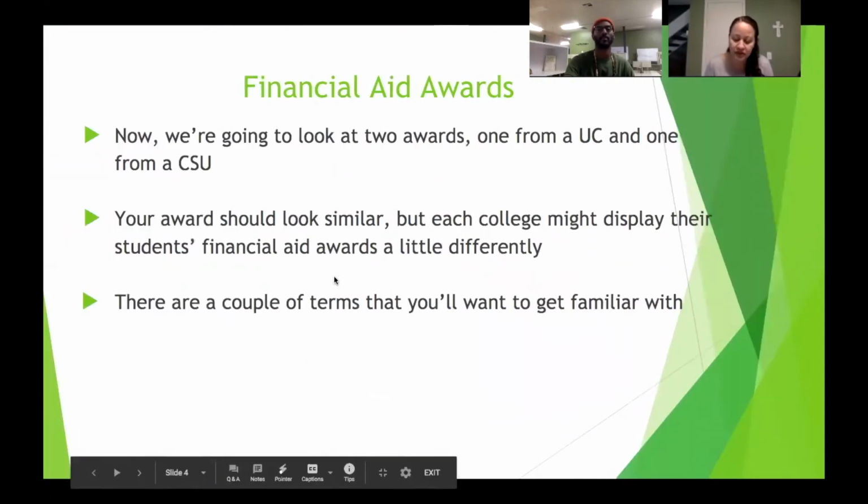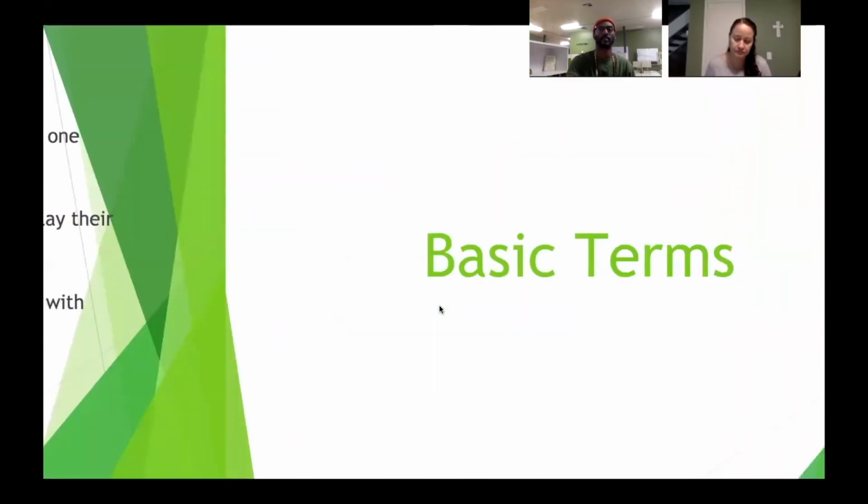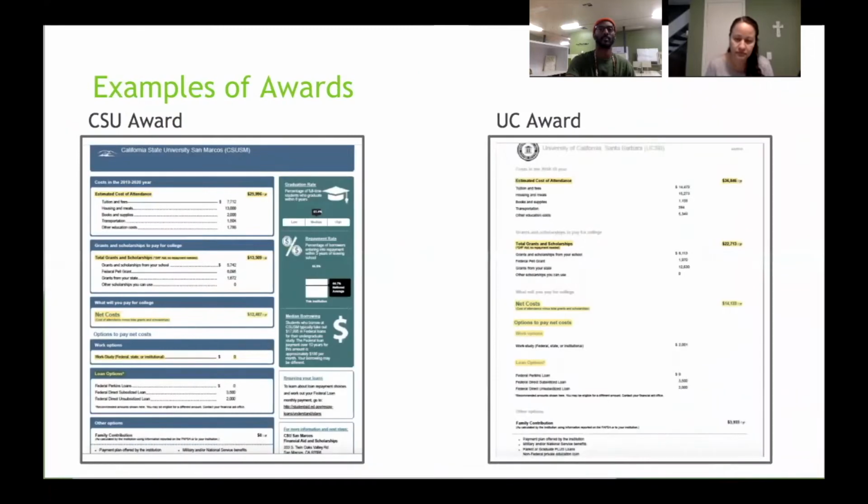So now we're going to look at two awards, one from a UC and one from a CSU. Your award should look similar, but keep in mind each college might display their students' financial aid awards a little bit differently. There are a couple terms you'll want to become familiar with. So here are our two award letters, and we're just going to use these award letters to introduce you to these terms.